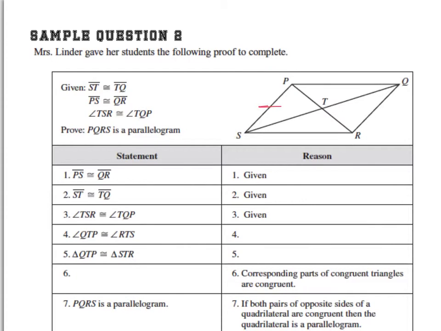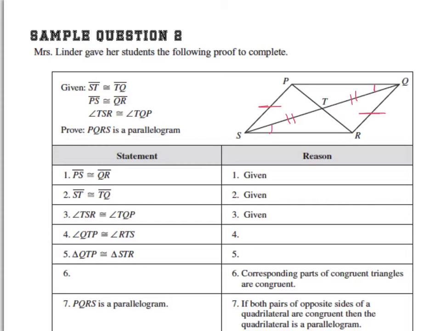So here, PS is congruent to QR, and ST is congruent to TQ. I've got that marked. And also given is that angle TSR, that's this one, is congruent to angle TQP. Got it. So that's all my given information.